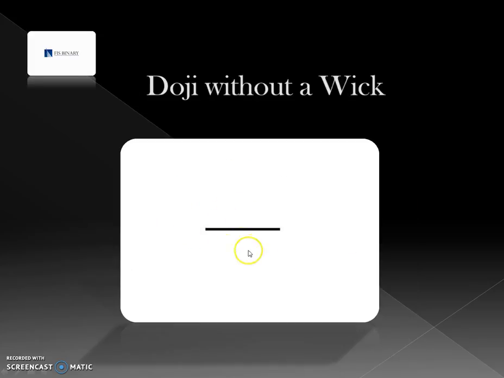Now the next I'm going to be talking about is the doji without a wick, which is the four price doji. The four price doji only has an opening and closing price, which is just a horizontal line. That's the doji without a wick. That's the four price doji. It doesn't have any upper or lower wick. With that one as well, the opening and closing prices are the same.